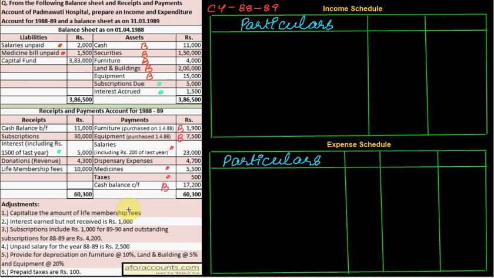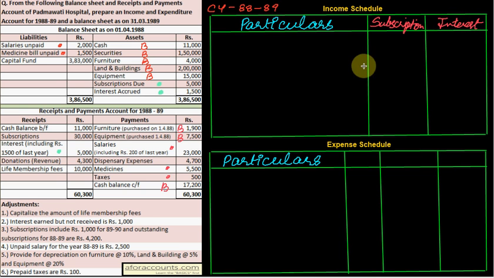Let's make the schedule, what all schedules are there, and we can do the adjustment accordingly. Income we have seen. What are the two incomes? It is subscription due and interest accrued, which have adjustments. So first is your subscription. And second is your interest.